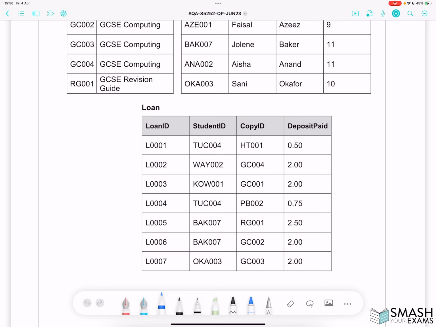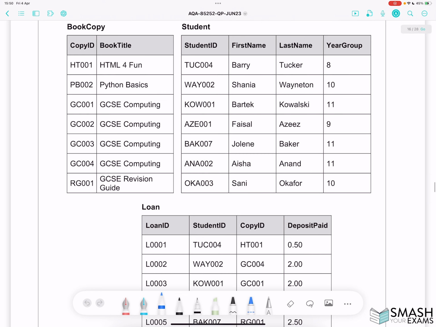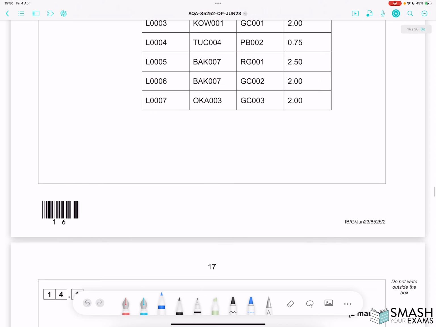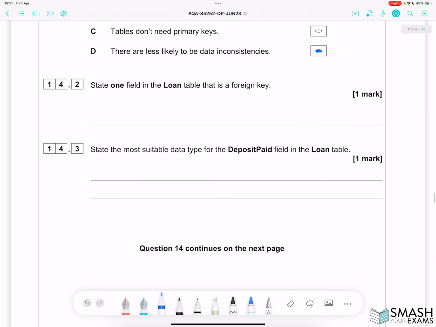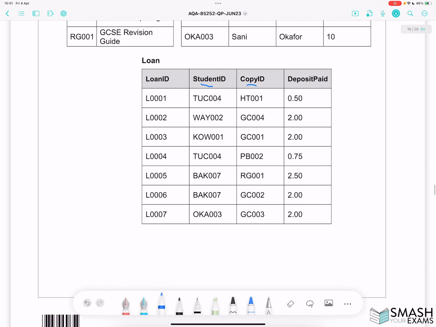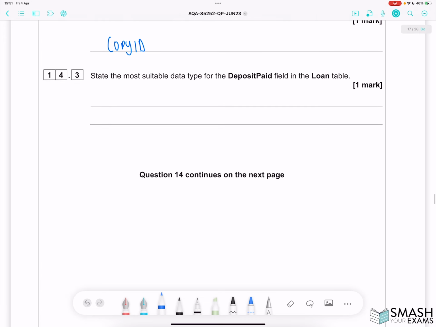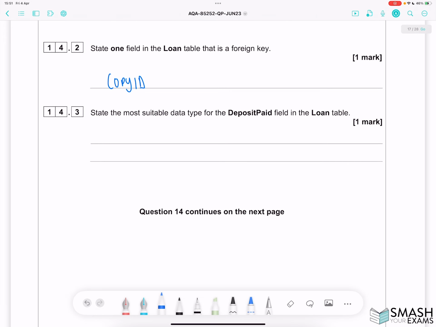Which things in here are going to be primary keys in other tables? Looking at the other tables, in the student table, student ID would be one of them, and in the book copy table, copy ID would be one. So they would be our two answers there. We just need to state one field. I'll go with copy ID, and I will write that exactly as it appears in the question. I will not change it. I'll keep capital letters where they are. I won't change anything about it because I'm not going to give them any chance of taking an easy mark away from me.